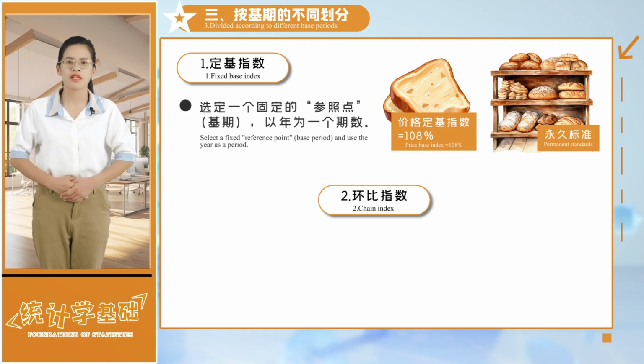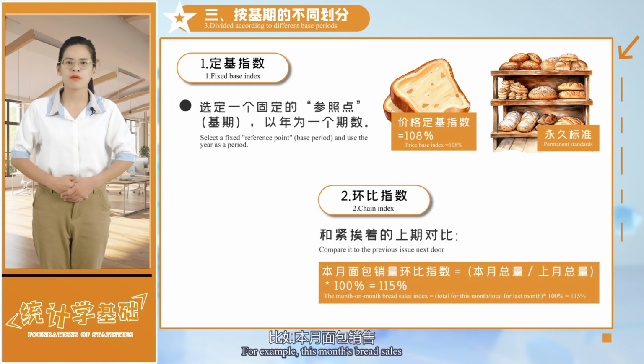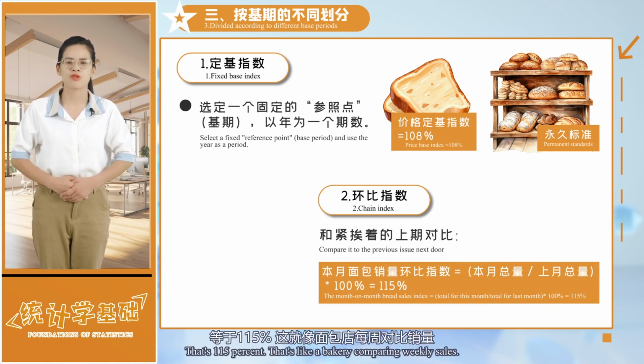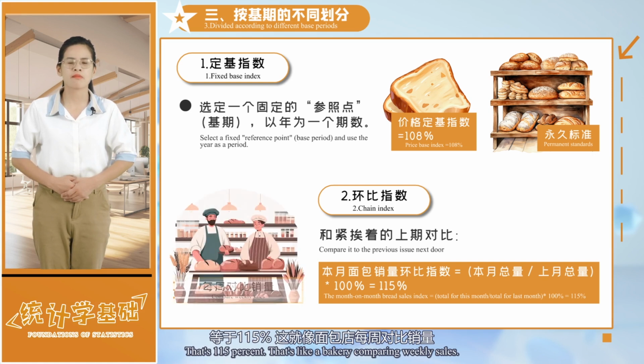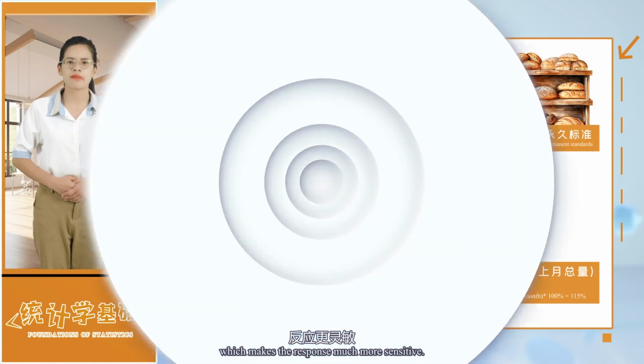overall this year. Then the chain index is compared with the previous period. For example, this month's bread sales chain index equals this month's total divided by last month's total, multiplied by 100%, that's 115%. That's like a bakery comparing weekly sales. Keep an eye on the latest trends, which makes the response much more sensitive.